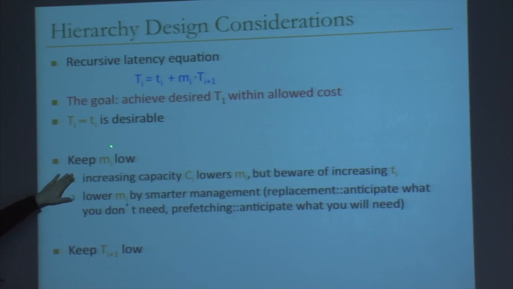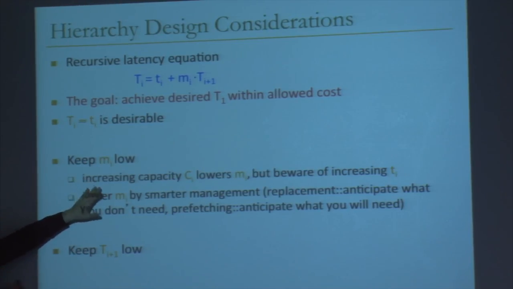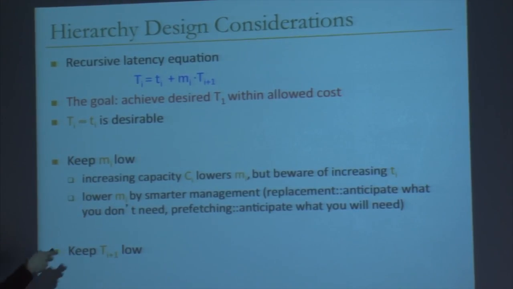So in order to keep the miss rate at this level low, you should increase the capacity, right? That's one option. The problem is this lowers the miss rate, hopefully, assuming locality exists. But this increases the access time also. So you have a trade-off, right? To reduce the miss rate, you increase the hit latency.